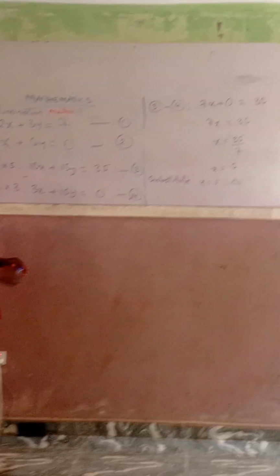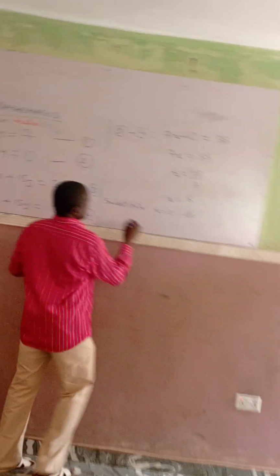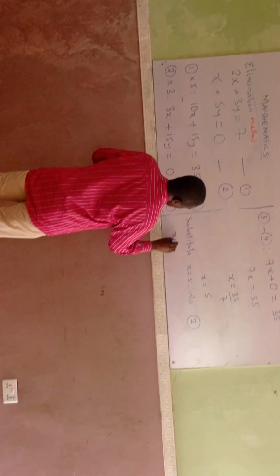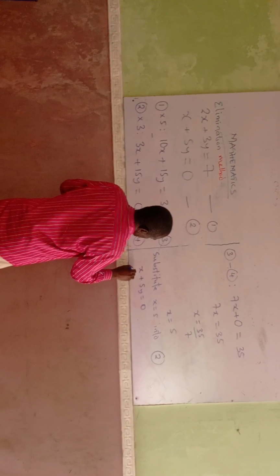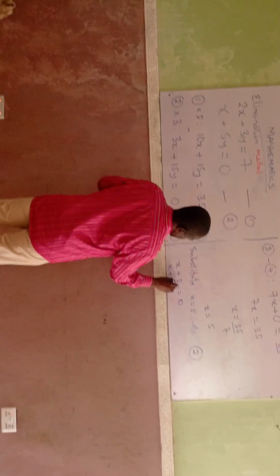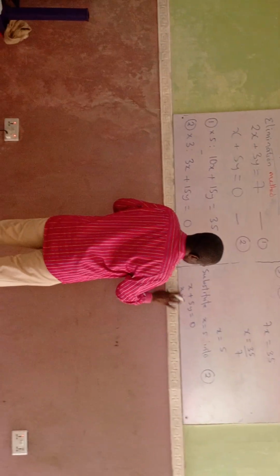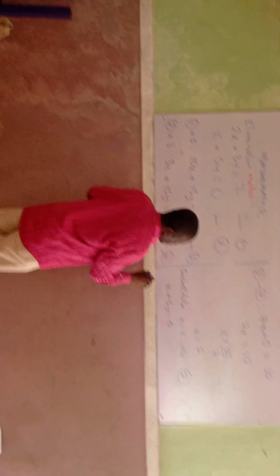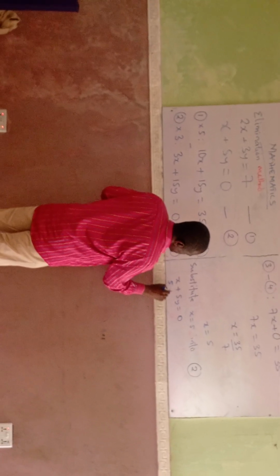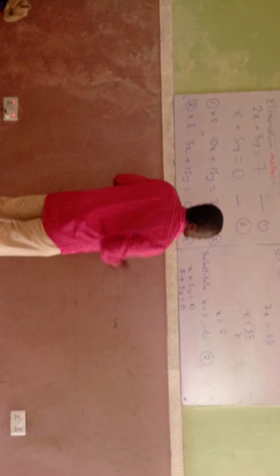This is equation 2. Equation 2 is preferable, but you can also use equation 1. So let's use equation 2. Here we're going to substitute into equation 2. Therefore we have x plus 5y equals 0. Substituting x equals 5, we make x to be 5. So I have 5 plus 5y equals 0.